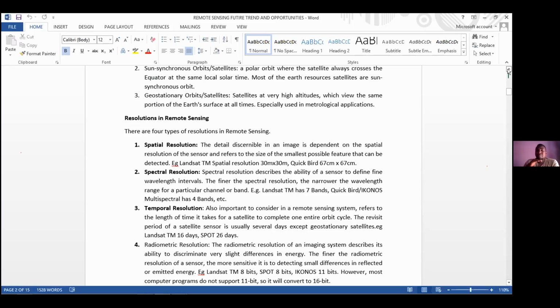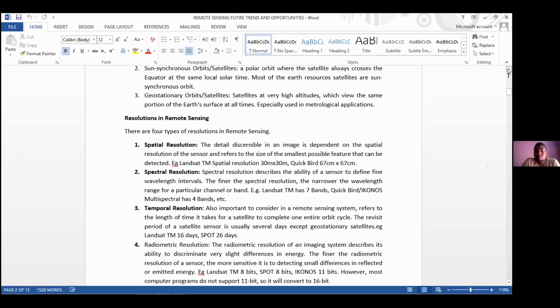Real life example: if you're working with a Landsat satellite that has a resolution of 30 meters by 30 meters, and you are looking for vegetation, you can only see trees, roads, and water. But for QuickBird, because it has a higher resolution, you can see even the soil, because it can see the very minute elements on the ground. So the higher the spatial resolution, the better the satellite.